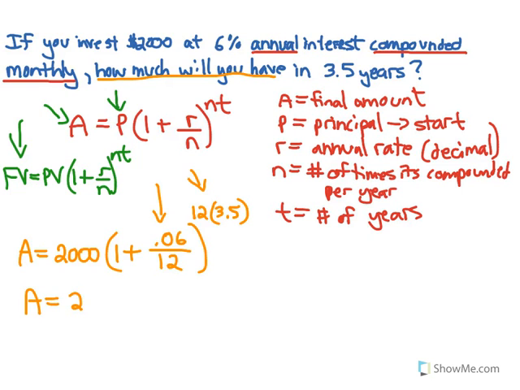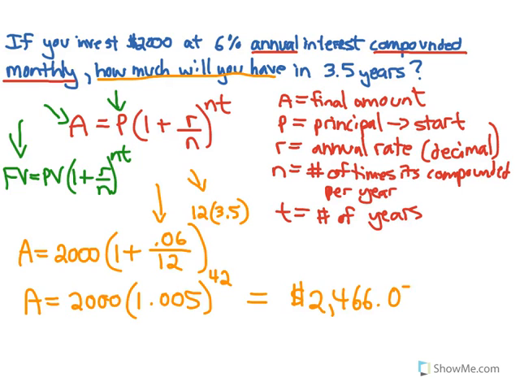Punch this all into the calculator, so we'll get 2,000 into 1.005. If you do that, 12 times 3.5 is 42. Punch that into the calculator, and you should get a final amount of $2,466 and about 7 cents. Pretty good. So you earned $466 basically in interest just by putting away that $2,000 in an account that earns 6% annual interest compounded monthly.